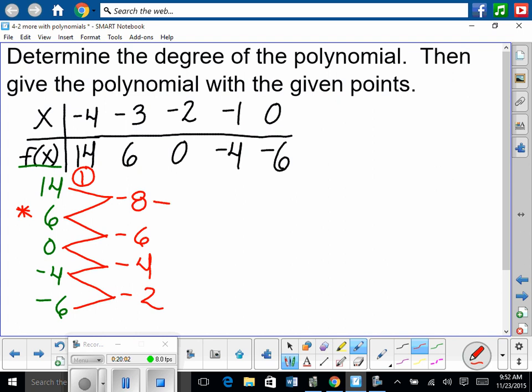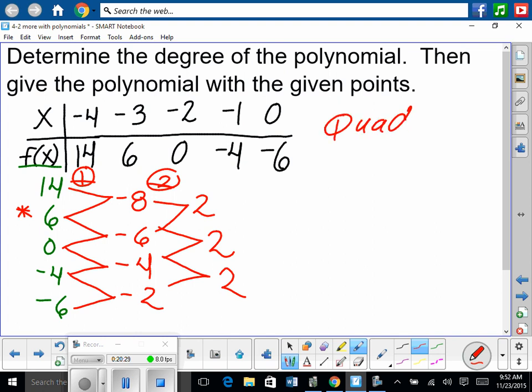So they're not the same, so we'll take differences again. Carefully here. -6 minus -8, positive 2. -4 minus -6, 2. -2 minus -4, 2. Are they the same when we took differences the second time? So we took them once, twice, so we know it's quadratic, right? So it's degree 2, it's quadratic.